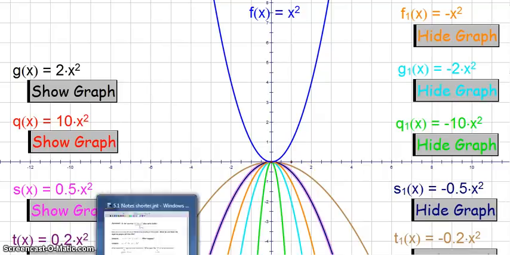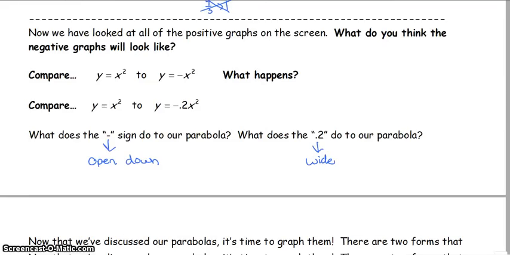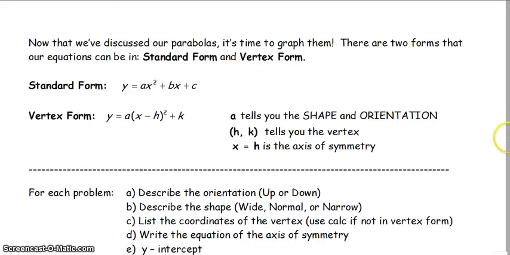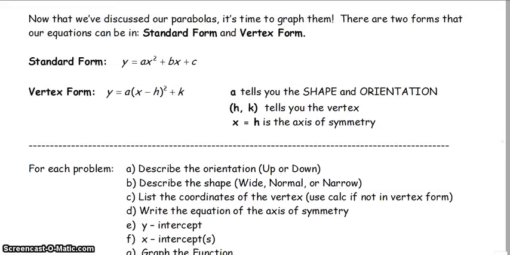Alright, so let's now flip over to the back side of our notes. We're going to look at a couple different forms of how to write parabolas. And what we're going to look at today is standard form and vertex form. You're used to standard form from Algebra 1, and you see where our a value is. Now our vertex form, y equals a parentheses x minus h quantity squared plus k. Hopefully you realize that this is the exact same equation from our absolute value, except we have parentheses instead of absolute value bars.